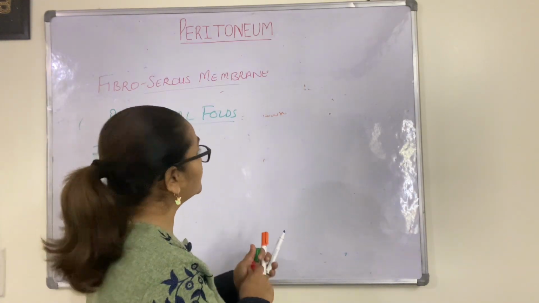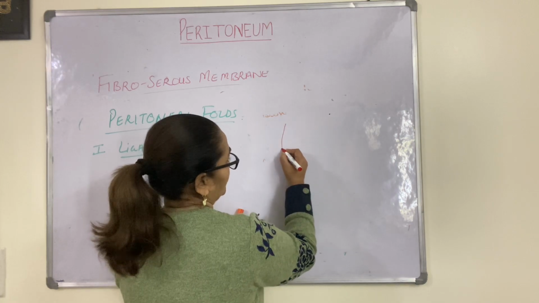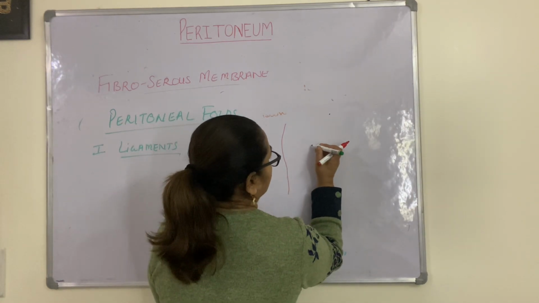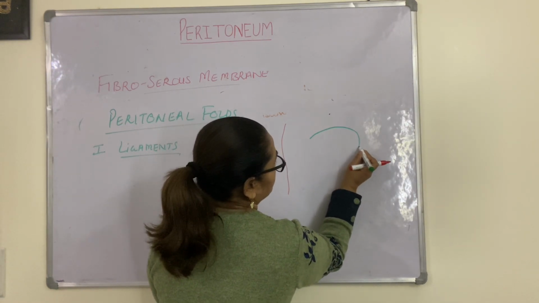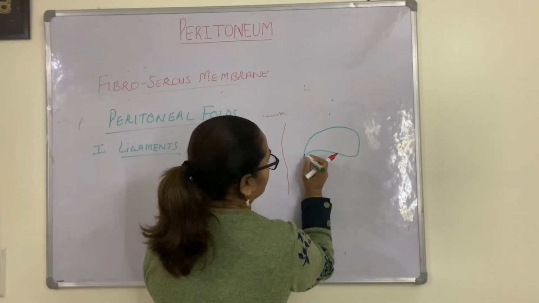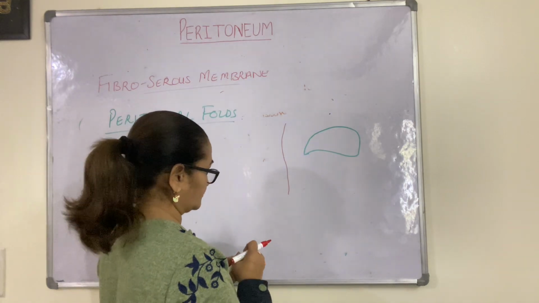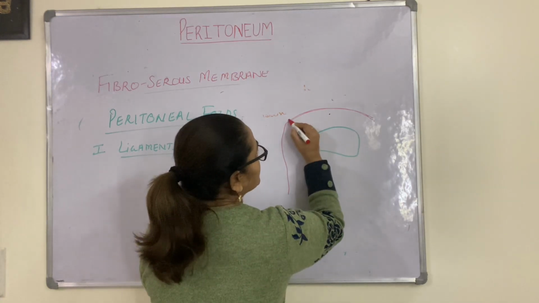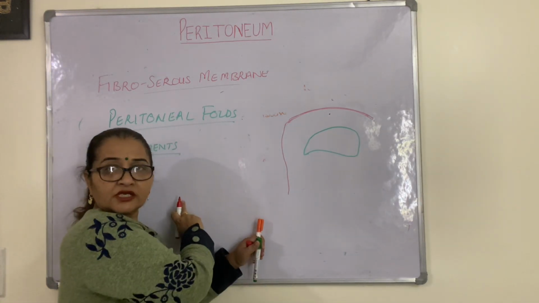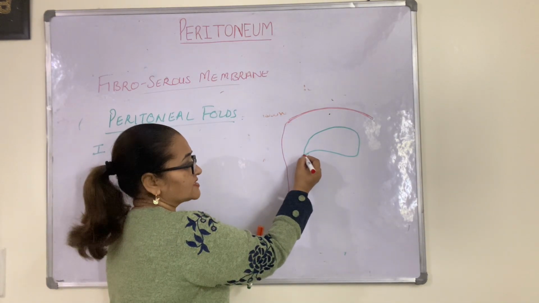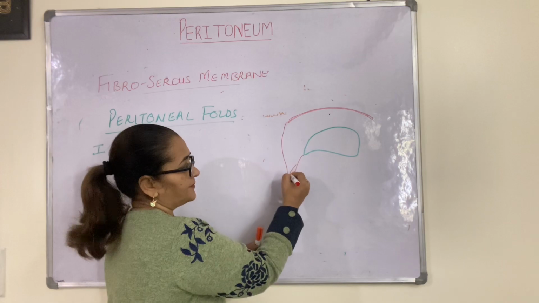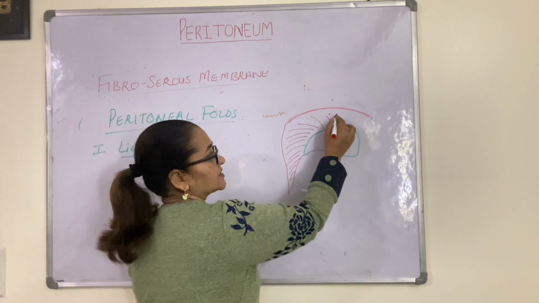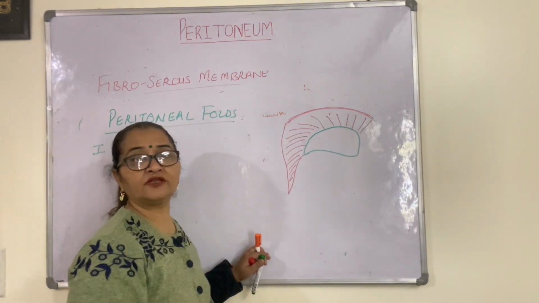Now if we see the liver, suppose this is the abdominal cavity, and the liver is here. Here is the diaphragm. To keep this solid viscera in position in the abdomen, these ligaments play an important role. The best example of this is the falciform ligament. Then comes the coronary ligaments, and then the triangular ligament. They hold the liver in position.